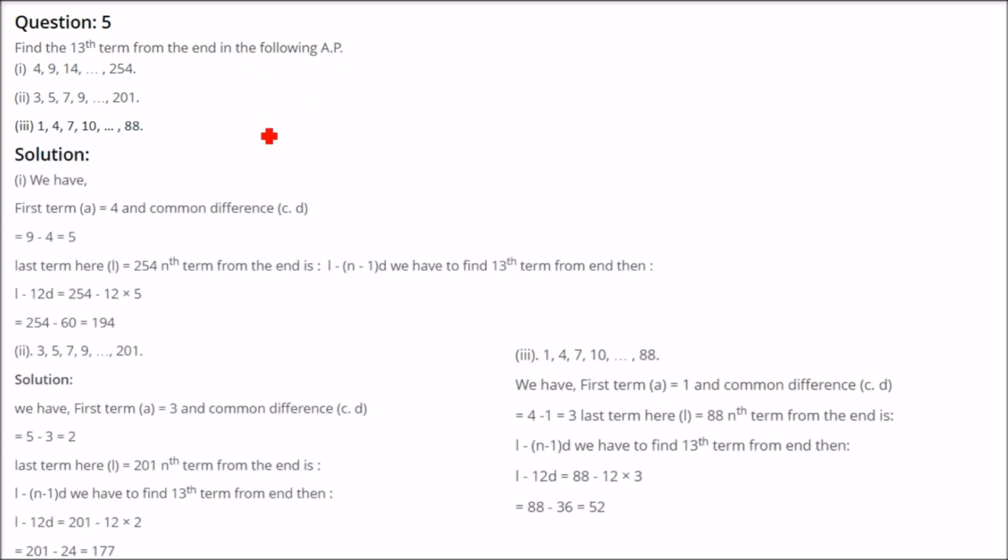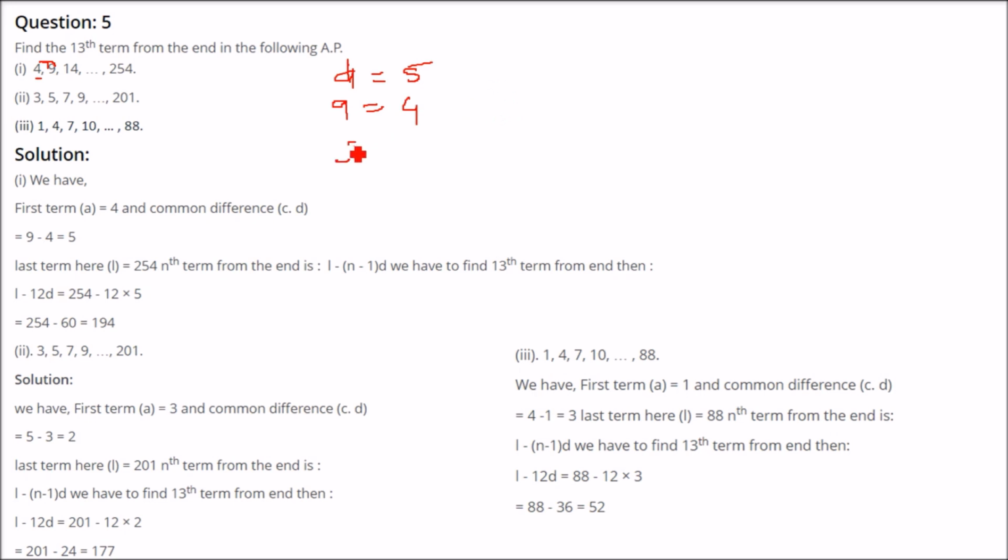Find the 13th term from the end in the following AP. So how to do this? We have to start from the end, right? There are certain ways to do it. The best way is to see what is the common difference here. First one I am taking. 9 minus 4 is 5. So common difference is 5. What is the A? This A is 4. Common difference, and this we know.